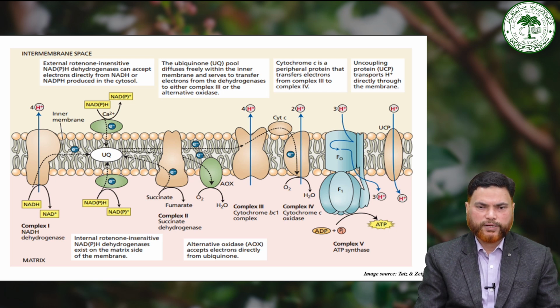Then from complex 3, generally you see that electrons are carried to cytochrome C and are delivered to complex 4, which passes on the electrons to oxygen, which is reduced to water after receiving electrons combined with protons from the mitochondrial matrix.